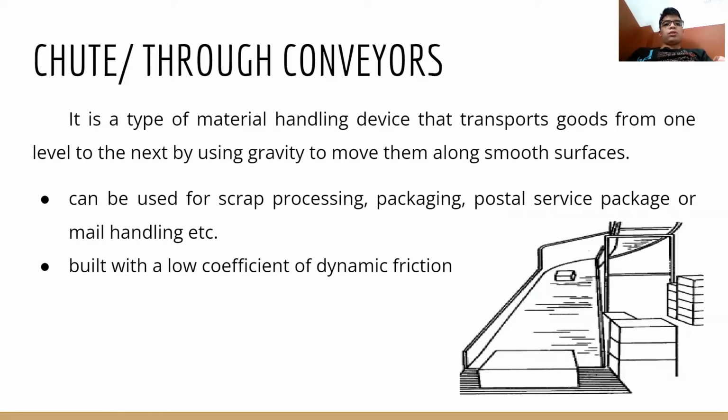The material of the chute, as well as its physical measurements, such as length and width, are important considerations. Depending on the application, chute conveyors can be used for scrap processing, packaging, postal service package or mail handling, and so on. Chutes are built with a low coefficient of dynamic friction to allow the product or material to slide freely and can be straight or curved.